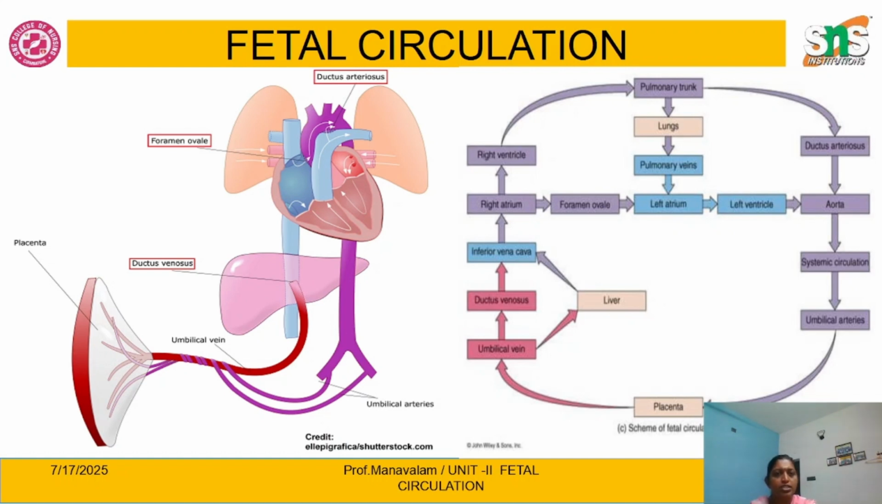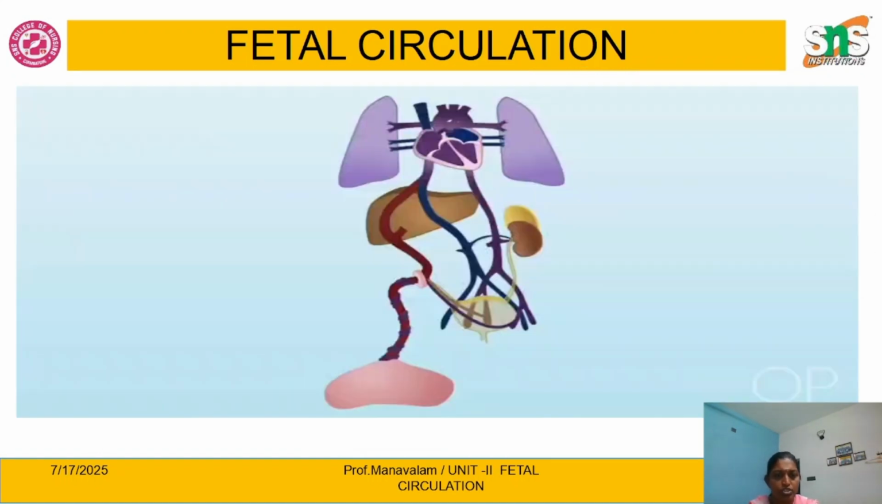These are all the temporary structures present inside the fetus during fetal life. After the delivery of the fetus, postnatally, everything changes. These temporary structures get closed and become named in a different way. So first we will see the fetal circulation through a short video.